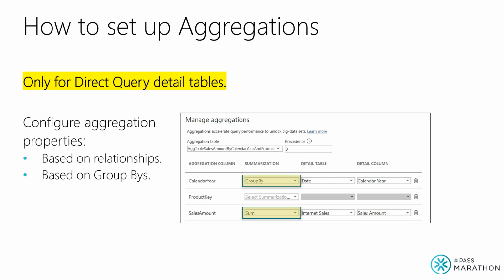One is based on relationships that are defined in the model, so for example, from the product table to product key in internet sales. And the other one is by group bys that I'm going to explain. Group bys are used for large data sets such as the Hadoop-based systems. Okay, so I'm going to switch to demo at this point. If there are one or two questions so far, I can answer them at this point. Otherwise, I'm just going to continue.